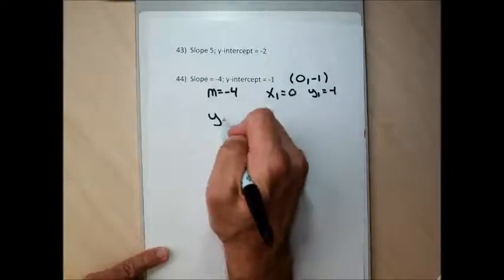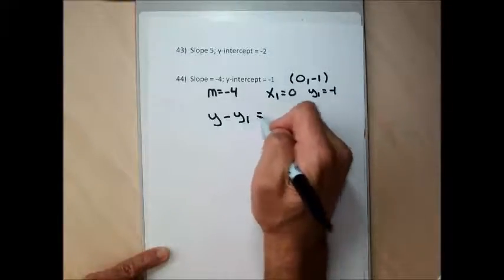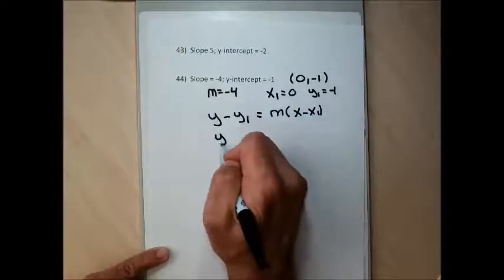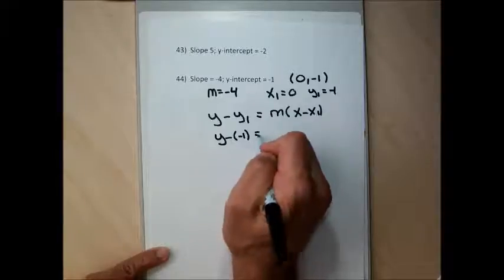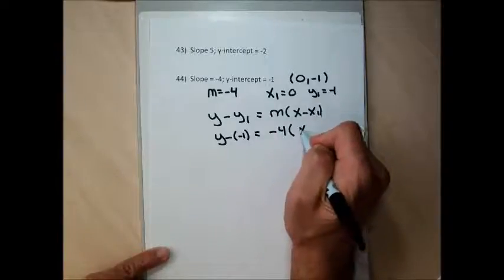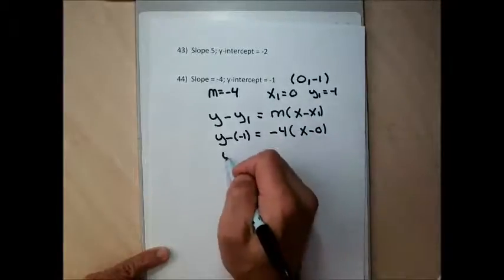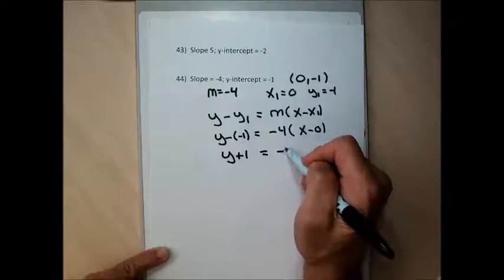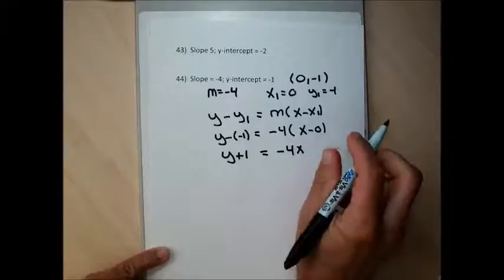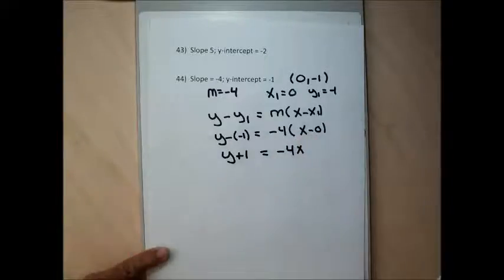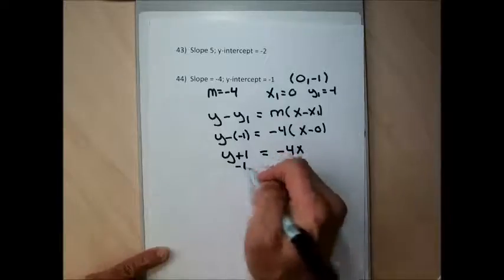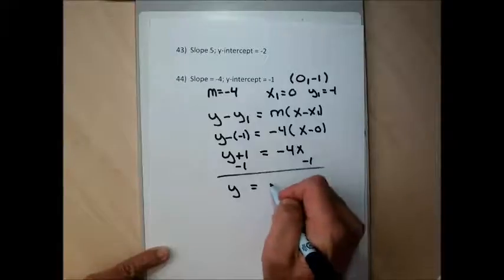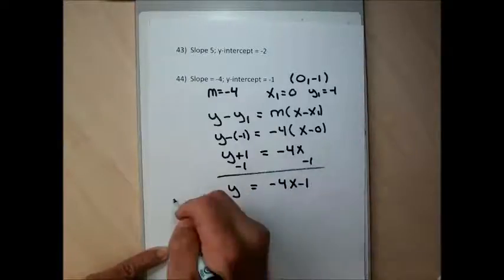And again, I'm going to use the y minus y1 equals m times x minus x1 formula. I'm going to go y minus a -1 equals -4 times x minus 0. I get a double negative on the left side that I'm going to turn to a plus. On the right side, this simplifies to -4 times x, and I won't need the parentheses anymore because x minus 0 is x. Now I'm going to subtract 1 from both sides. This gives me the answer for problem 44: y equals -4x minus 1.